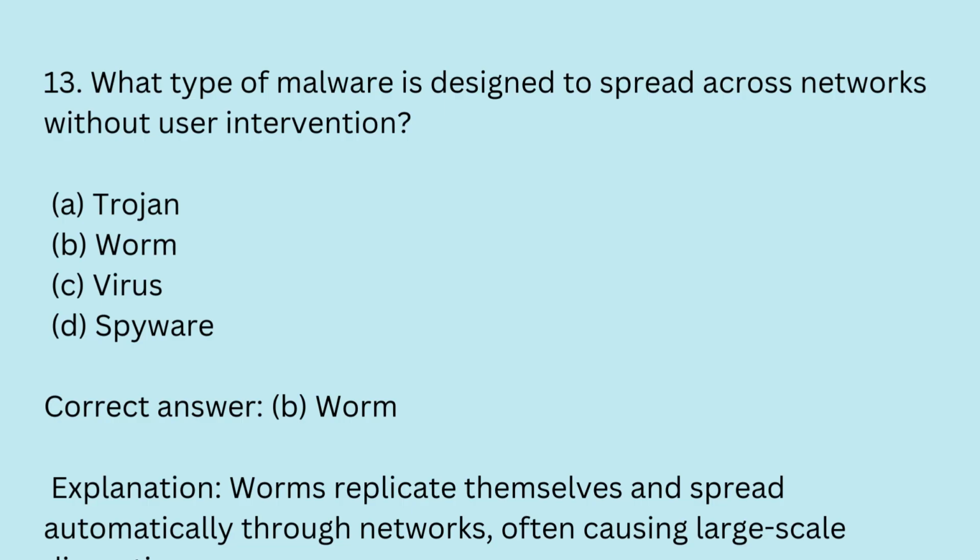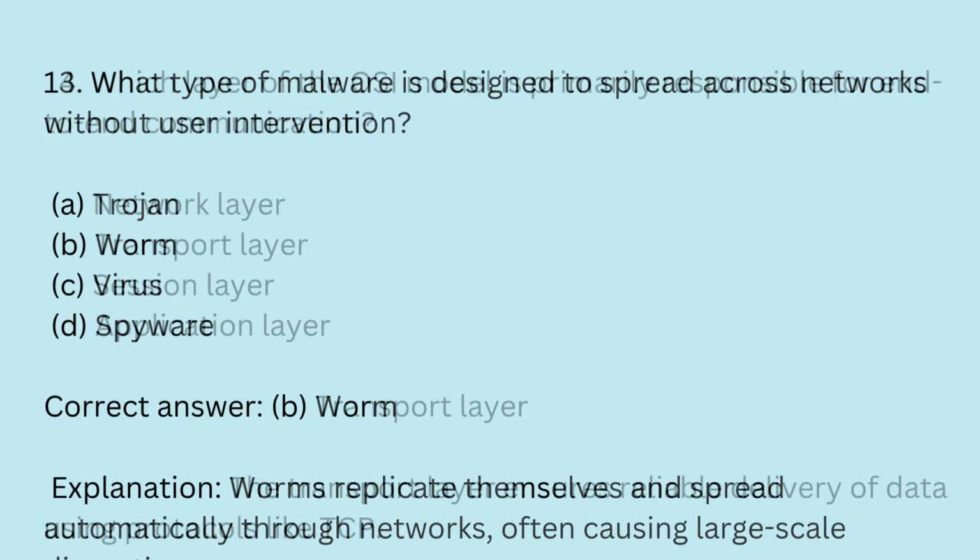13. What type of malware is designed to spread across networks without user intervention? A. Trojan. B. Worm. C. Virus. D. Spyware. Correct answer: B. Worm. Explanation: Worms replicate themselves and spread automatically through networks, often causing large-scale disruptions.